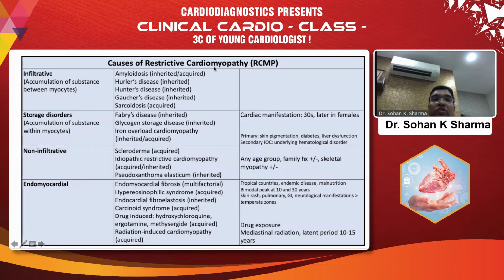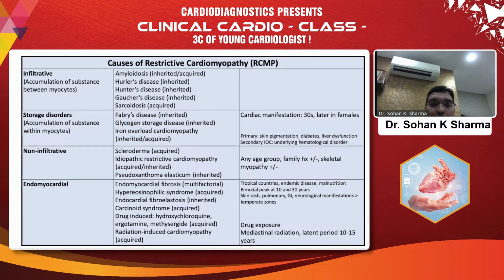This is a slide showing the causes of restrictive cardiomyopathy, like infiltrative, like amyloidosis, Hurler's disease, Hunter's disease, Gaucher's, and sarcoidosis. Storage disorders, like Fabry's disease, iron overload cardiomyopathy. So in the presentation, in Fabry's disease, the cardiac manifestation presents in the 30s of life, later in females. If there is iron overload cardiomyopathy, there is skin pigmentation, diabetes, liver dysfunction, which may be the associated symptoms. If secondary to a hematological disorder, there is a history of hematological disorders.